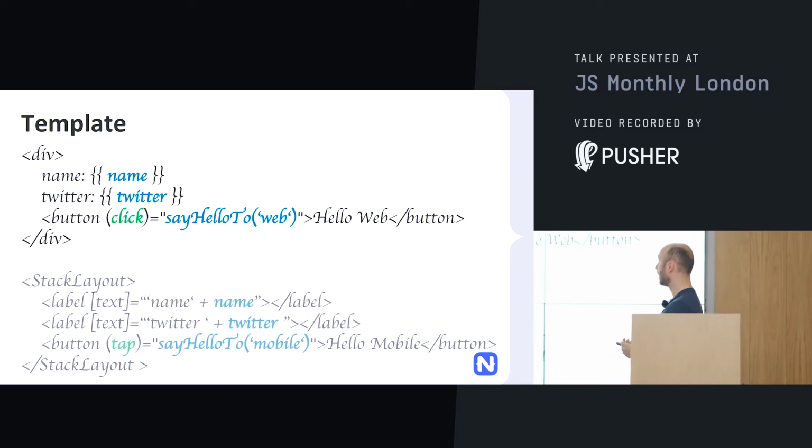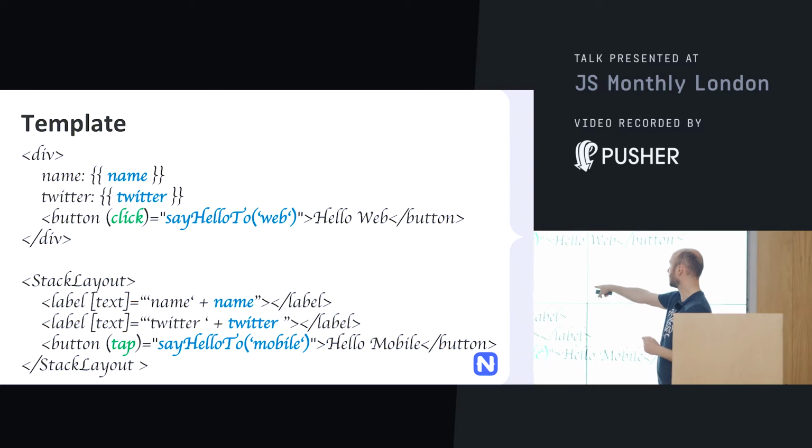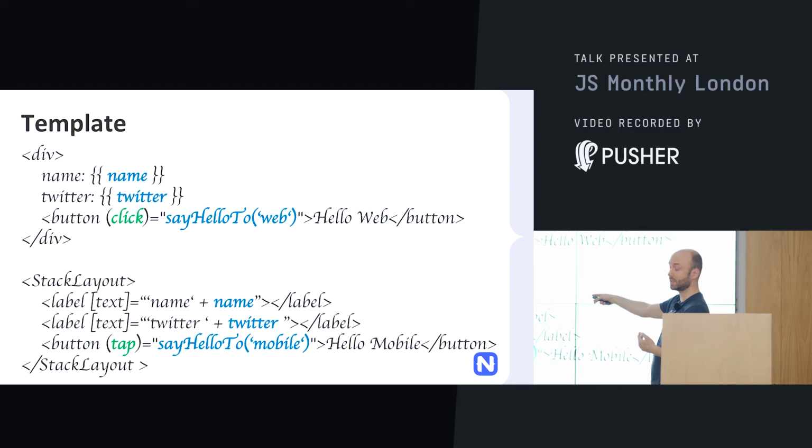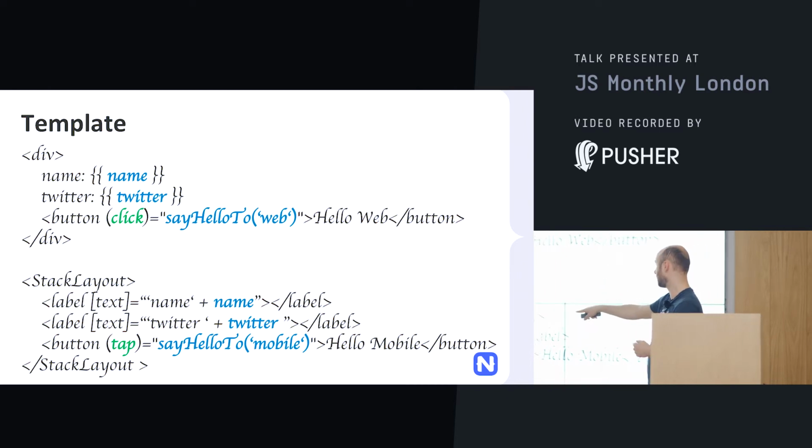In NativeScript, I could use pretty much the same thing. So the difference here is that we use different HTML tags. However, in that case, for example, when you have the first label, I can bind to the text property, and then I can print the name value, again to a Twitter value, and then when I have a button, instead of click, I'm actually binding to a tap event, but I'm also calling say hello mobile.